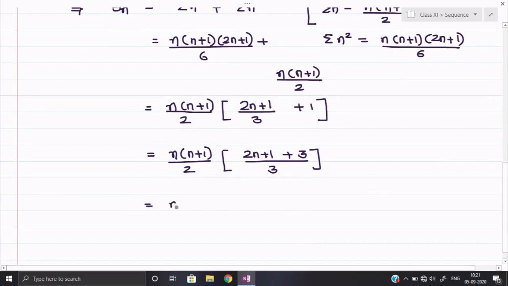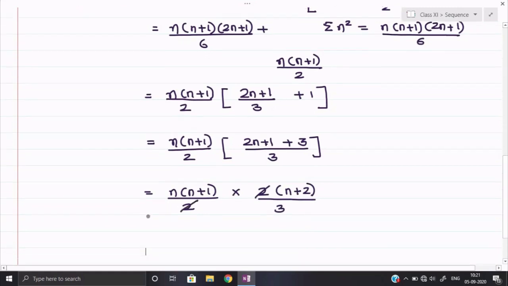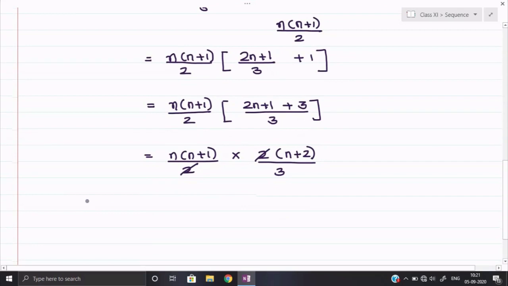So it will remain n into n plus 1 whole divided by 2, into 2n plus 4. I am taking 2 common. Remaining is n plus 2 upon 3. Here 2 and 2 got cancelled. So this will be the final value which we got here. We can say that therefore Sn will be equal to n into n plus 1 into n plus 2 whole divided by 3. This is my general sum of the given sequence.